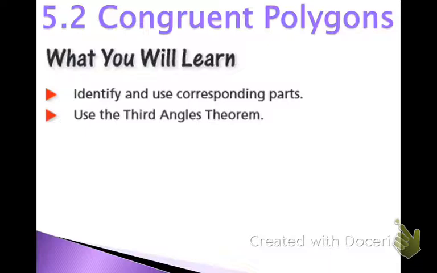Identify and use corresponding parts. Use the third angle theorem. So look up here. What does congruent mean?